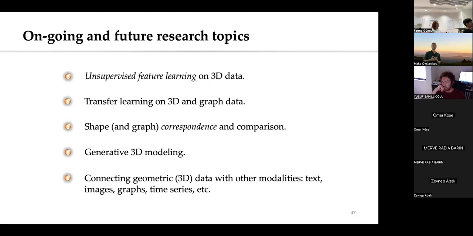Also, shape and graph correspondence and comparison in many different domains is something I'm interested in. I didn't talk about this too much, but I have some projects on generative 3D modeling. And I think there are some very exciting opportunities for connecting 3D with other modalities like text, images, graphs, and textures, et cetera.